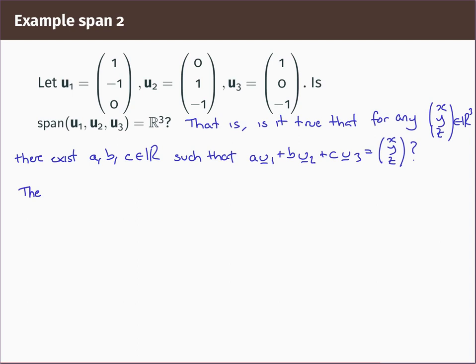So the equations we want to solve are, writing out a u1 plus b u2 plus c u3, we're trying to solve a plus c equals x, minus a plus b equals y, and minus b minus c is equal to z. Remember, we're trying to solve these for the variables a, b, and c, and we're trying to find out, is it true that for any x, any y, any z, there exists a solution?